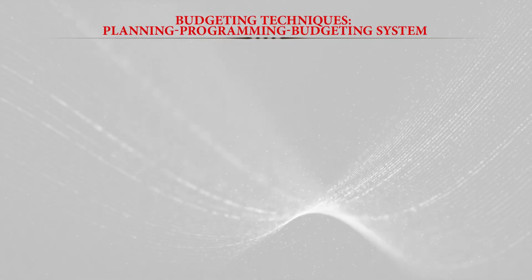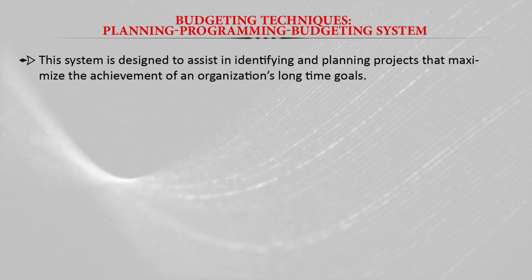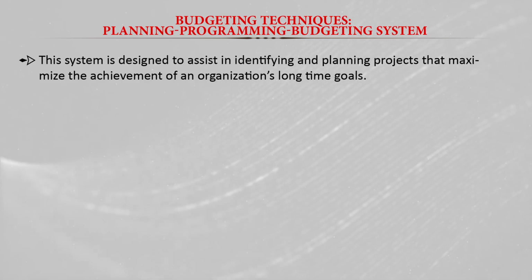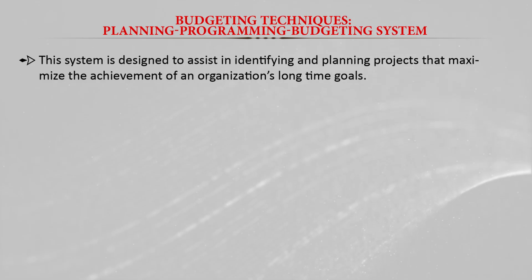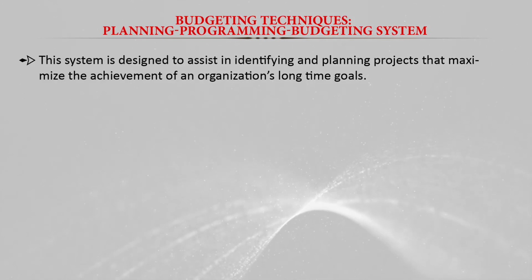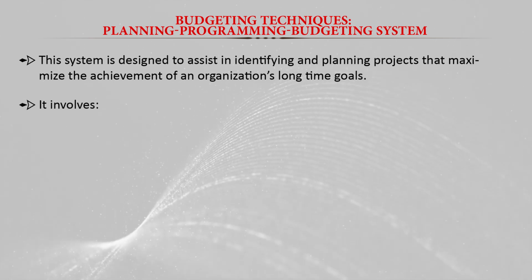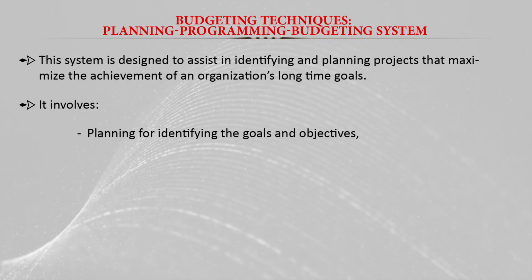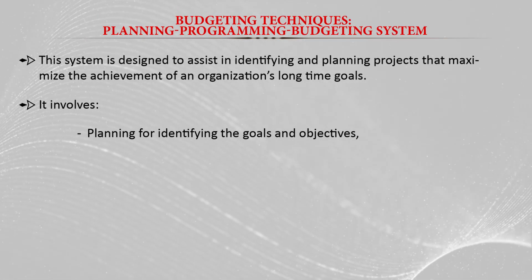And the second technique is the planning, programming, budgeting system. Here the system is designed to assist in identifying and planning projects that maximize the achievement of an organization's long-term goal. Here again there are different steps. First is the planning, identifying the goals and objectives. Then we plan, or we program the activities.